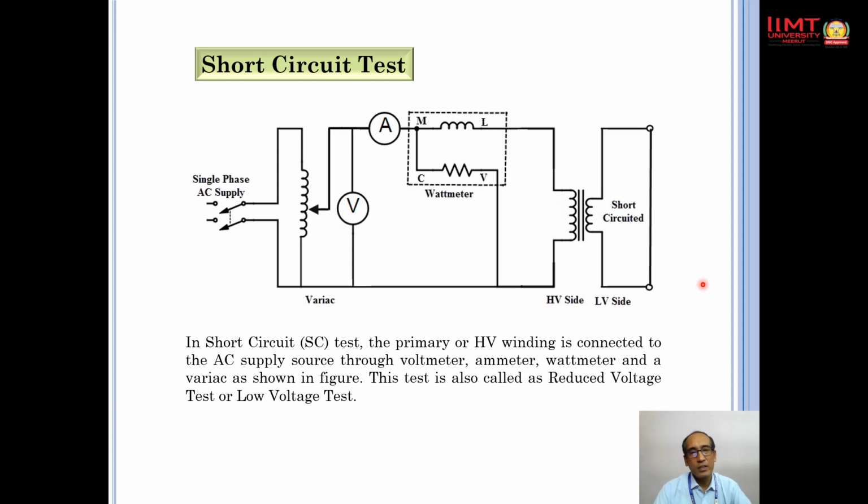Now the short circuit test. The short circuit test is carried out by connecting the voltmeter, ammeter and wattmeter on the high voltage side, and the secondary side, or low voltage side, is short circuited. So there will be a flow of short circuit current in the system, and a very reduced voltage is applied on the primary side, hardly 2 to 5% of the full rated value.